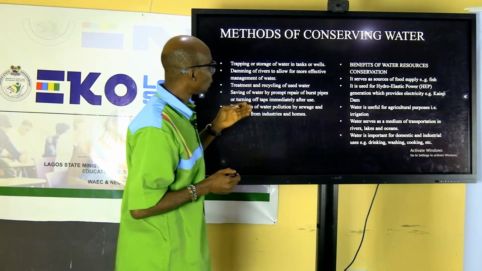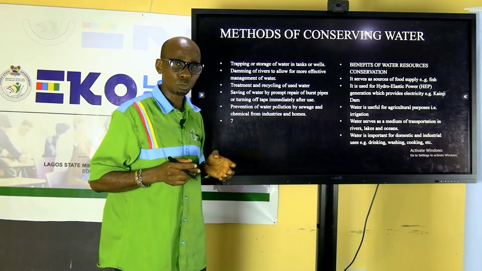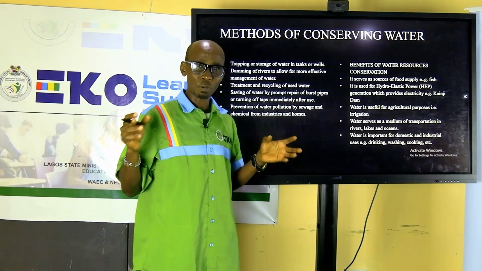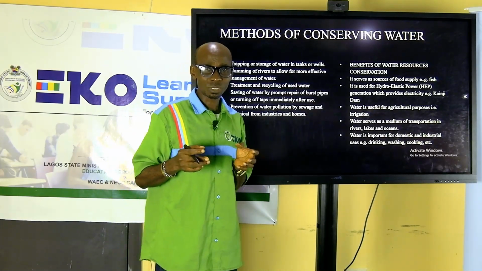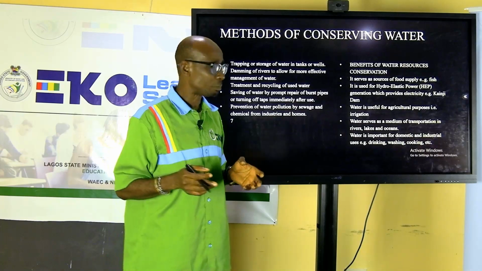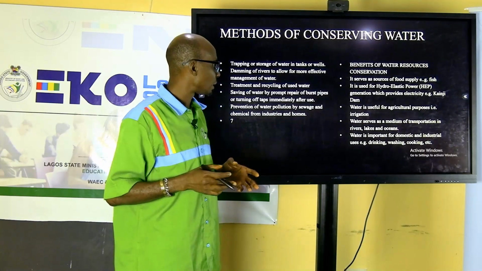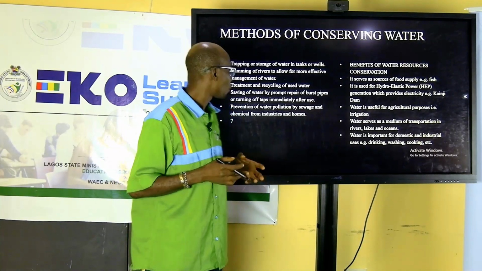The next one is conservation of water. As we know, every part of our environment has water. Water is about 60 to 80% of our ecosystem. So we need to conserve water.